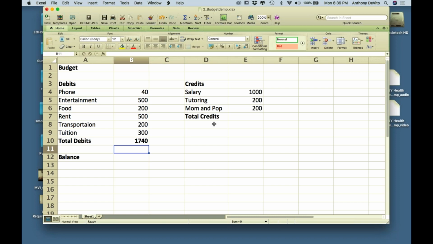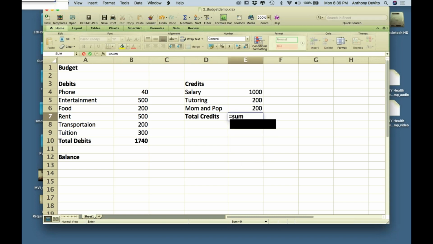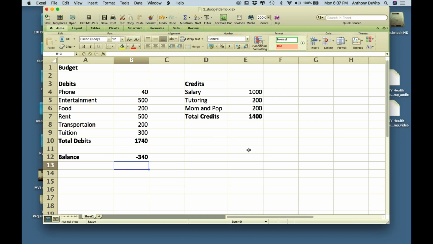The amount of money that's coming in each month, they have a job, make $1,000 a month. A sum, we're going to add that all together. They make an extra $200 tutoring, and mom and pop help out with a couple $100. They're still pretty young. Okay, so they're making $1,400. Obviously, we have a problem, right? Okay, and the problem is that the balance, they're making $1,400 minus what they're spending. They're in the red, $340. So they have to make some adjustment here.